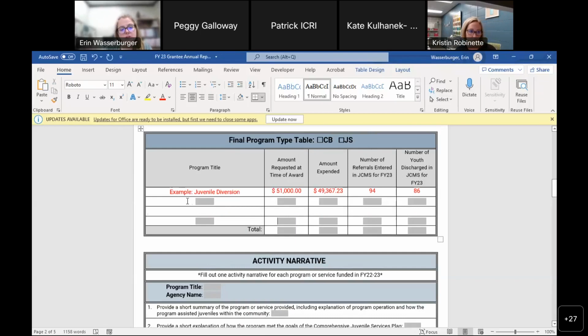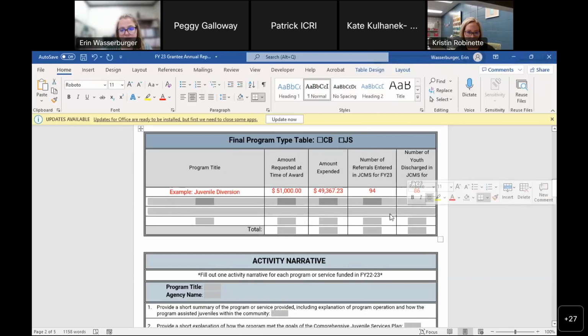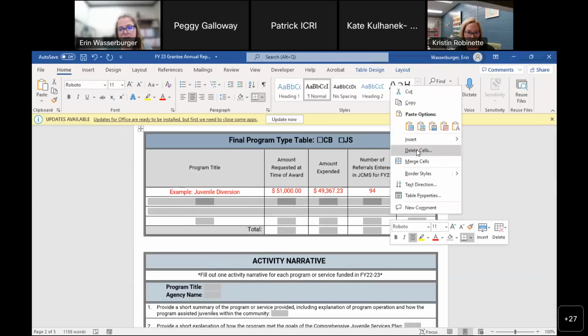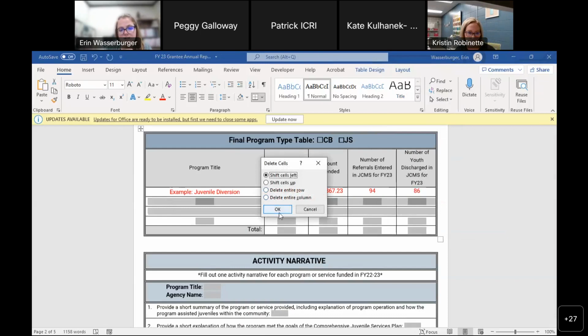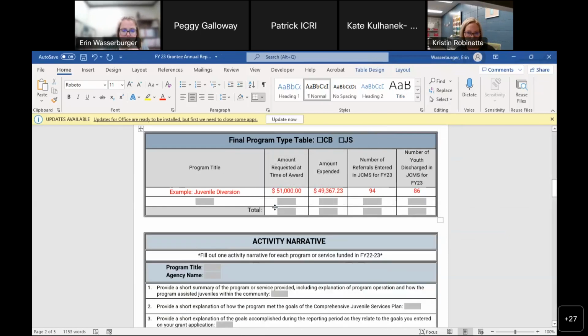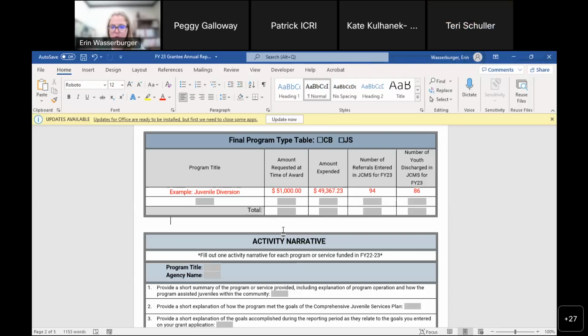Similarly, if you only fund 1 or 2 programs and you want to take them out, you highlight the rows you don't need, right click, and then delete cells, delete entire row, and it'll shift them around. We do not have this set up to total it for you, so you will need to do some math in there. We'll work on that for next year.